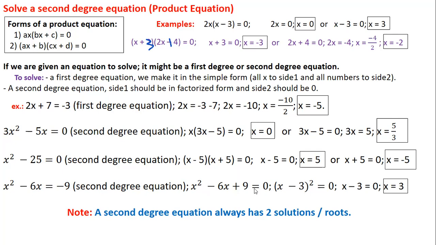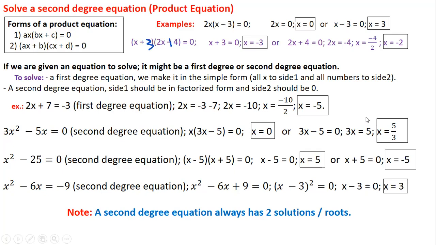Now we factorize side 1 using the second remarkable identity, since we do not have any common factor between the terms. (x minus 3) squared is equal to 0. Here we take it as a double solution, so x is equal to 3. As I said, as a note, a second degree equation always has two solutions or two roots. Please apply these examples to understand them more.